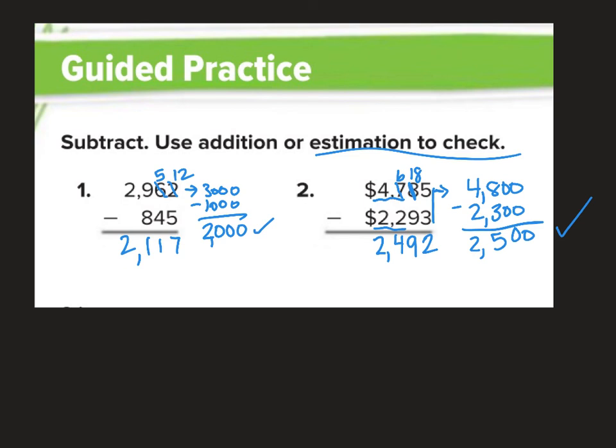Now, could I have done this up to 5,000 and this down to 2,000? Yeah. If I would have done that, then I would have gotten an estimate of 3,000. That's fine too. We do get closer when we estimate to the hundreds place instead of the thousands. We get a more accurate answer, but I would only choose it if it's closer.